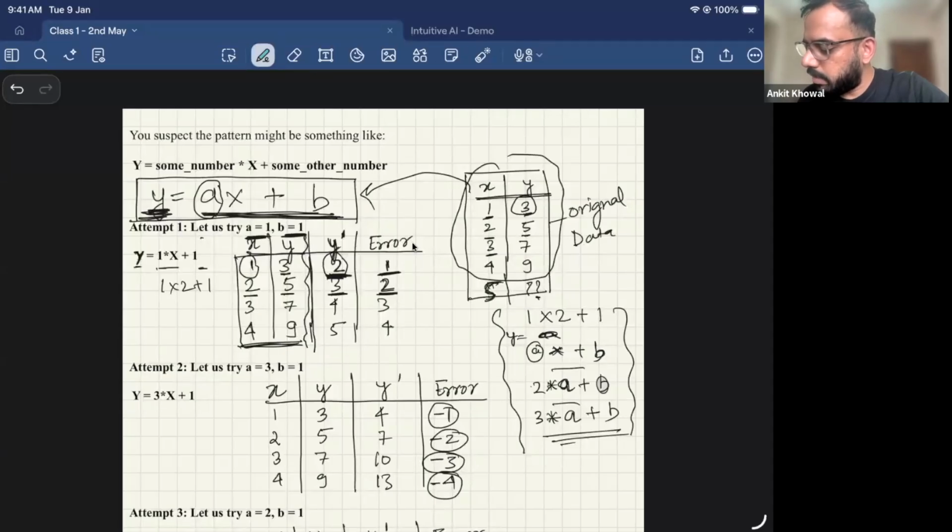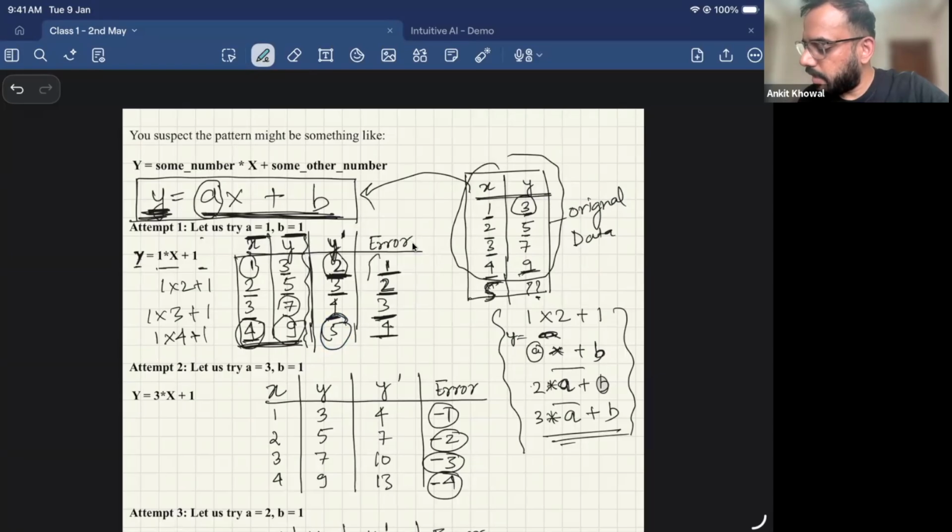So now let's see for this data point 3, right? So 1 into 3 plus 1, so it is 4, and the actual output was 7. So it sees the error as 3, right? Similarly, it will do for 4: 1 into 4 plus 1. This is the input, this is the output, and the difference between what I had already provided you and the actual output is 4, right?